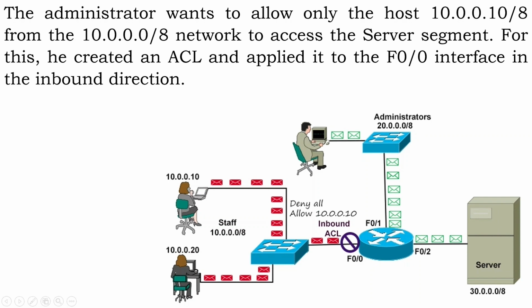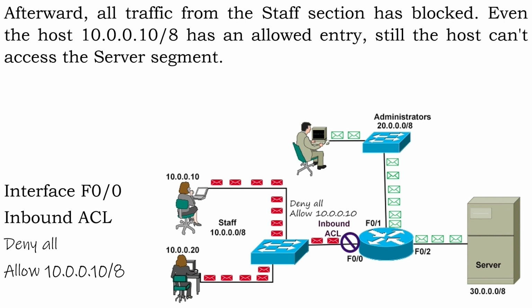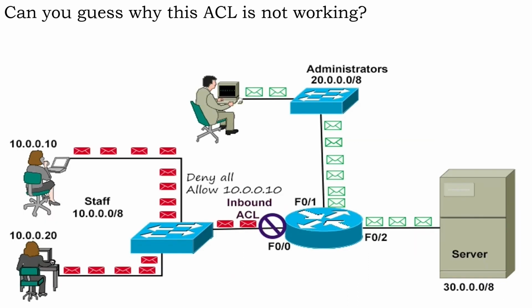The administrator wants to allow only the host 10.0.0.10/8 from the 10.0.0.0/8 network to access the server segment. For this, he created an ACL and applied it to the F0/0 interface in the inbound direction. Afterward, all traffic from the staff section has been blocked. Even the host 10.0.0.10/8 has an allowed entry, still the host can't access the server segment. Can you guess why this ACL is not working?